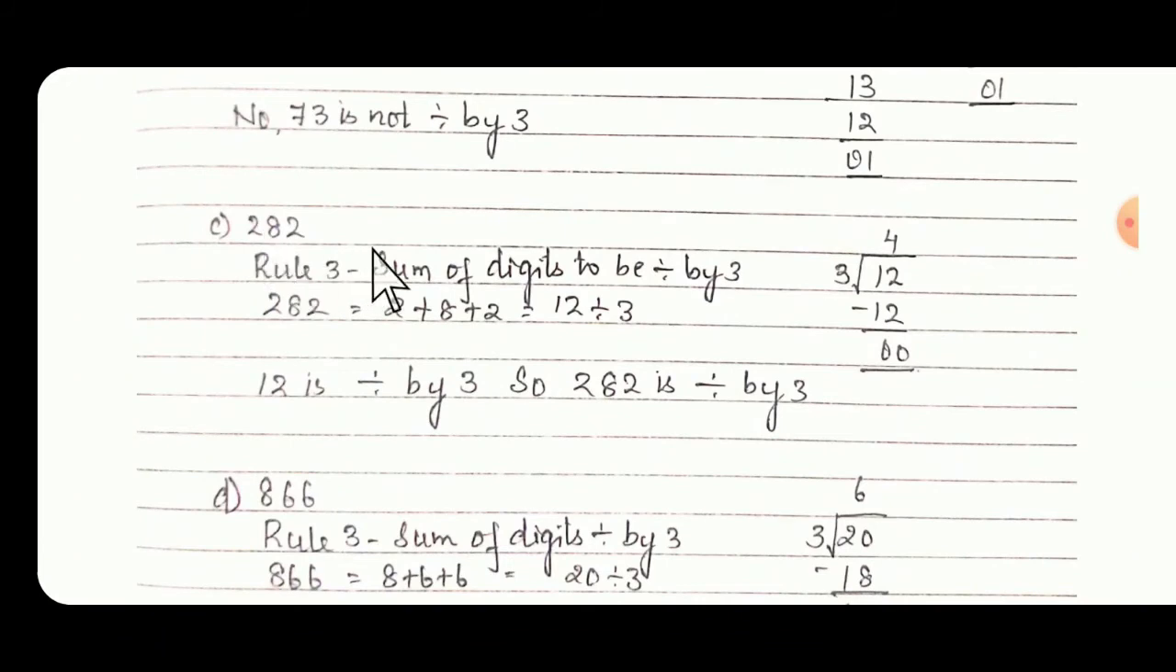C. 282. Write down the rule 3: sum of digits to be divisible by 3. 282, if you add, you will get 12. Divided by 3, if you do, it is yes. It is divisible by 3.